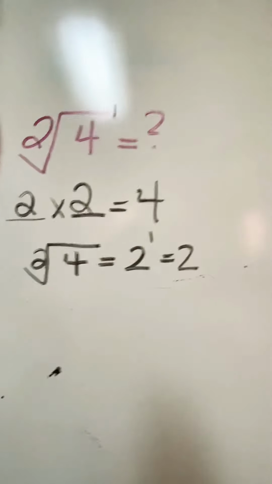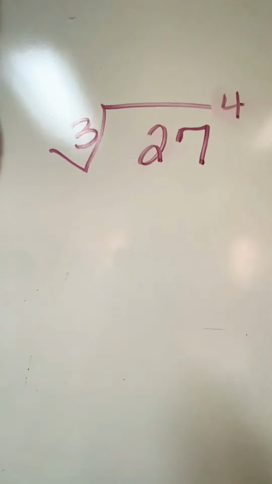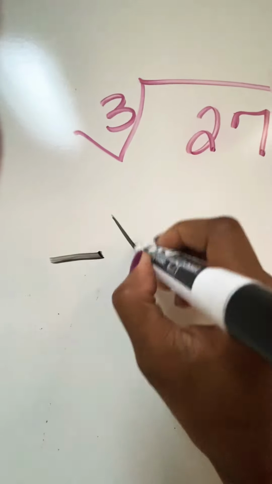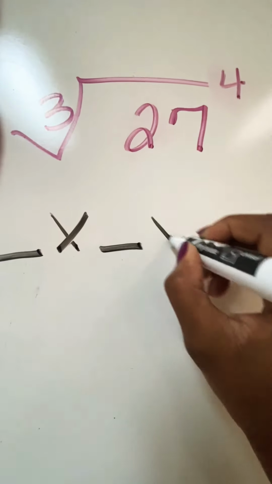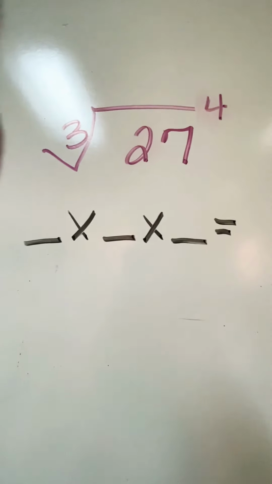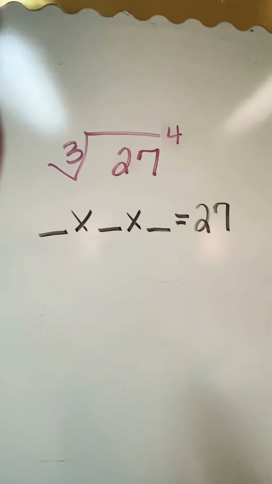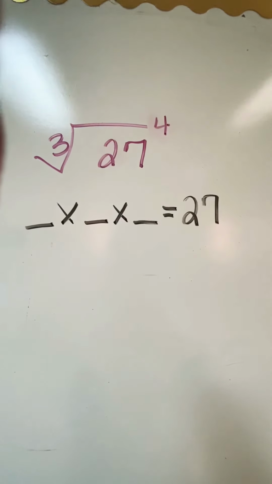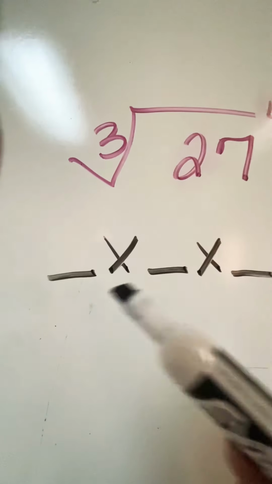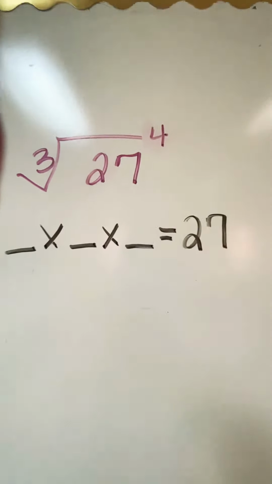Okay, let's do another example. So here we have the cube root of 27 to the 4th power. So here the index is going to be 3. So instead of asking ourselves what number we can multiply twice, we're going to ask ourselves what number can we multiply 3 times to get 27, which is the radicand. So again, we're multiplying the same number 3 times because the index is 3. And the index tells you how many times you're multiplying that same number to get the radicand, okay?